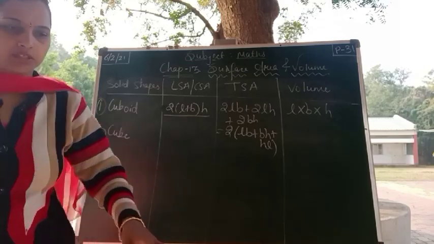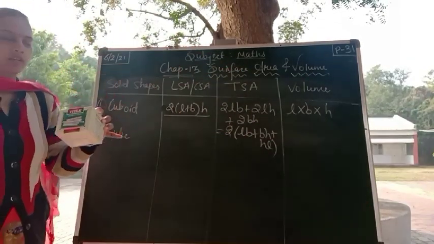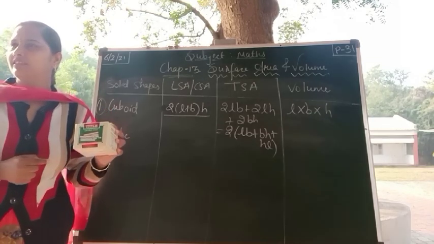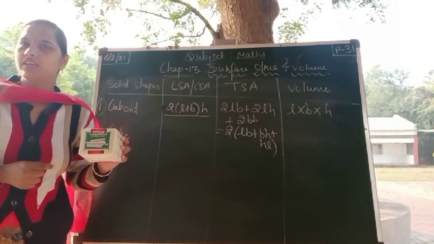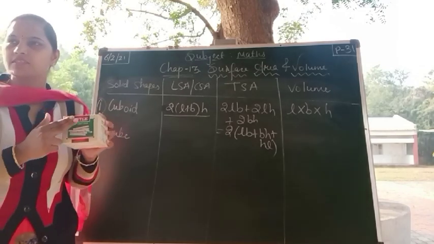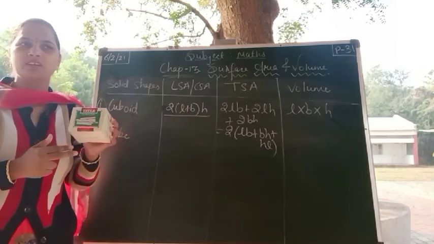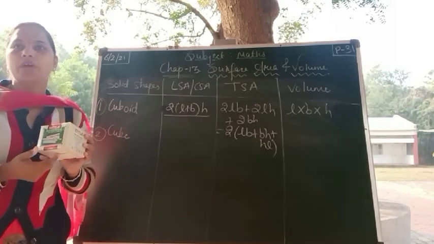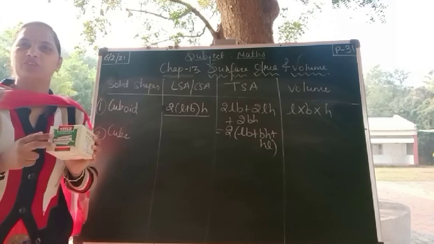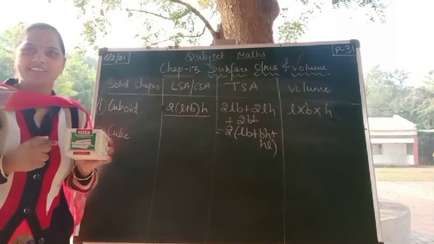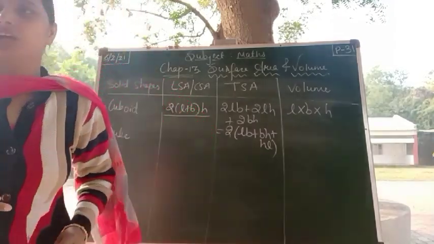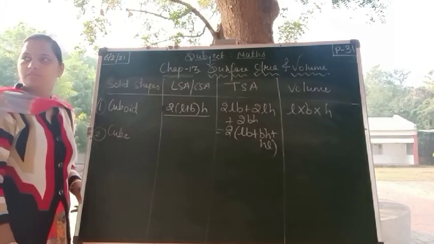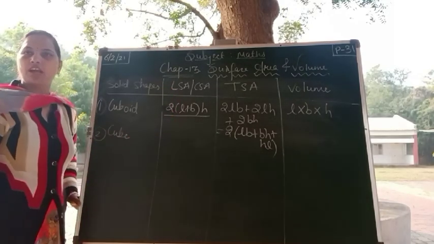Okay, I am having a cube here. Now, each face of the cube is a square. I am not talking about the area of a square, I am talking about the face of the cube, which is a square. So now tell me, what is the lateral surface area of the cube?